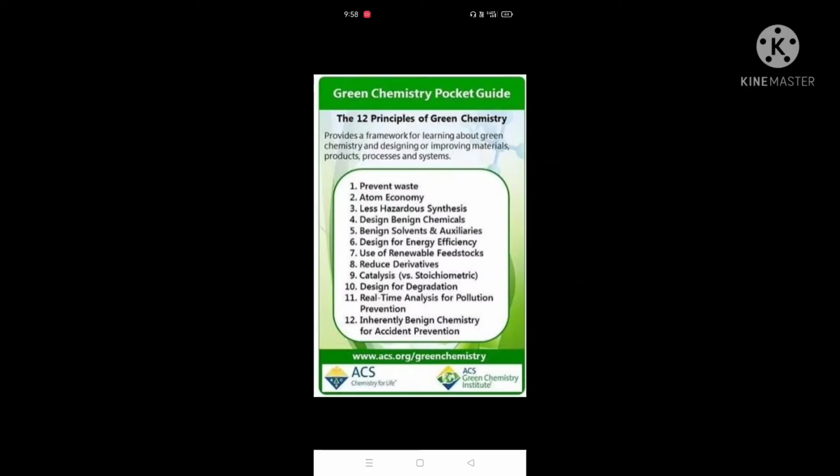Use of renewable feedstocks. If you prepare amino acids, we take them from protein chains. The protein chain is naturally available, so we get so many amino acids from this. So use of renewable feedstocks is also one of the principles, the eighth one.